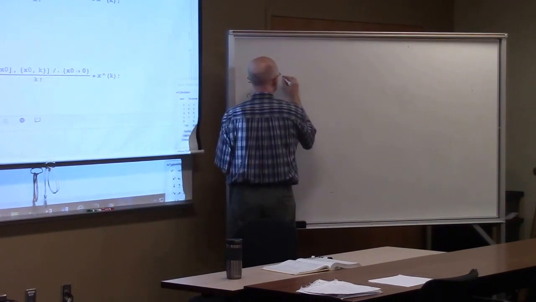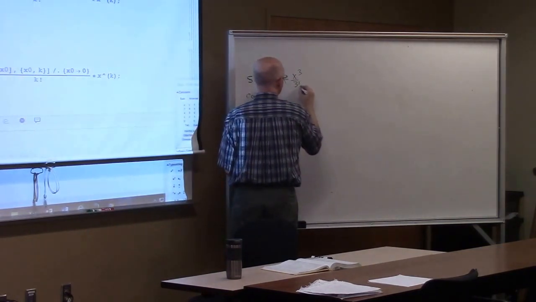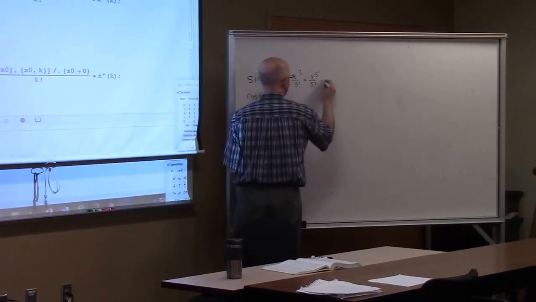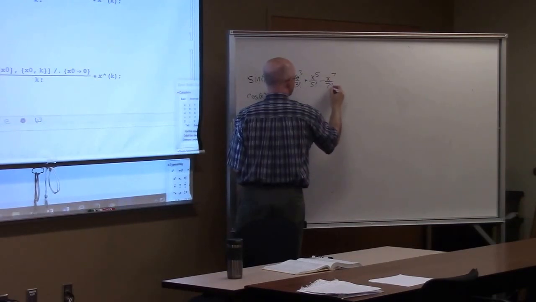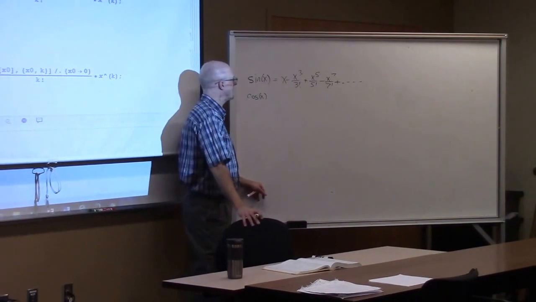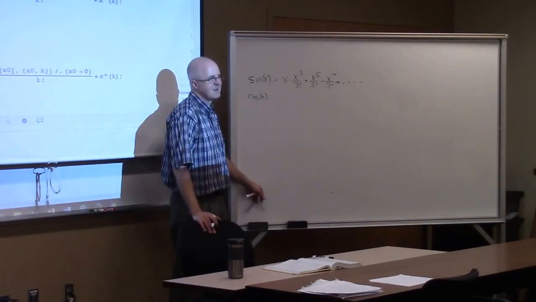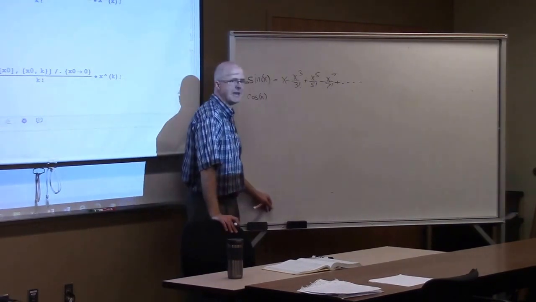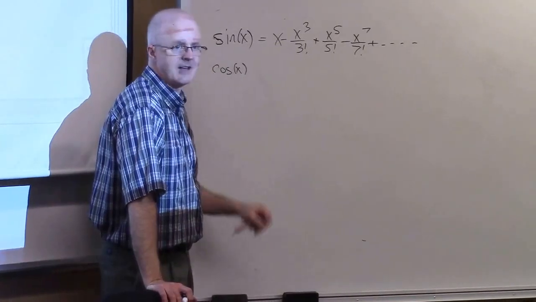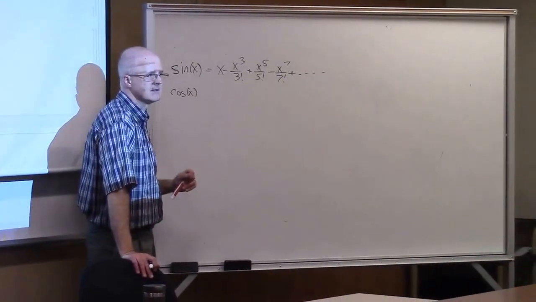Sine of x equals x minus x cubed over 3 factorial plus x to the 5th over 5 factorial minus x to the 7th over 7 factorial, etc. So we get an alternating in sign, odd degrees over corresponding factorials expansion. Sine of x is an odd function, so maybe it shouldn't be a surprise that we get a bunch of odd degrees.